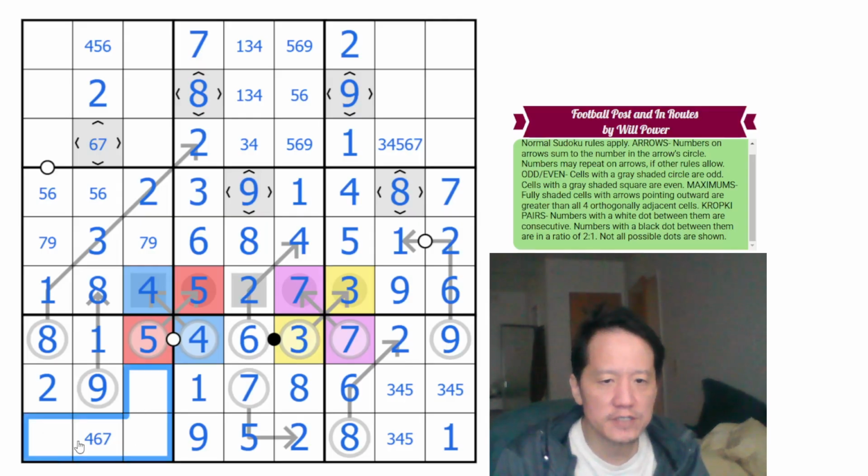The remaining digits in this one have to be 3 and 4. So 5, where is the 5 in this row? It has to be one of these 2 cells, which means 5 has to be one of those, so this cannot be a 5.